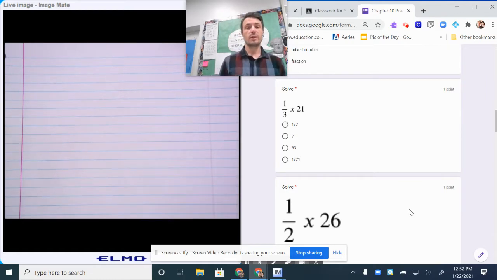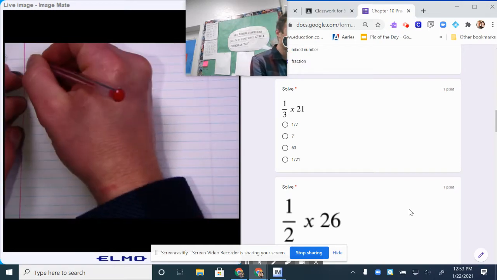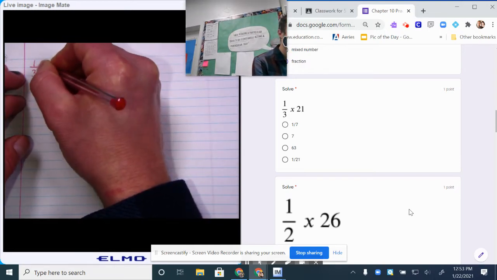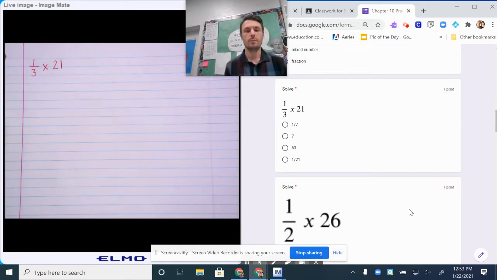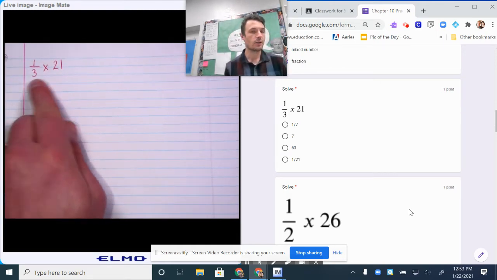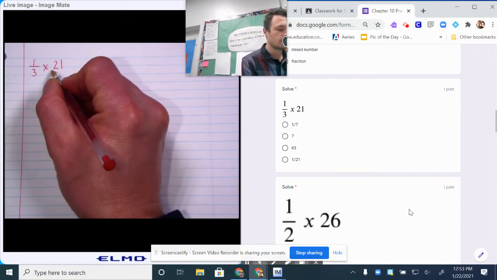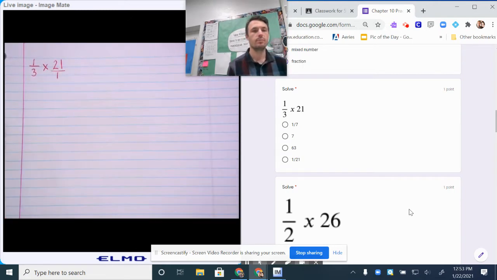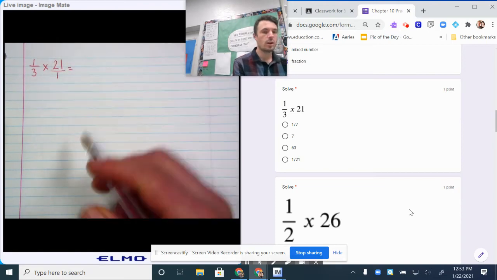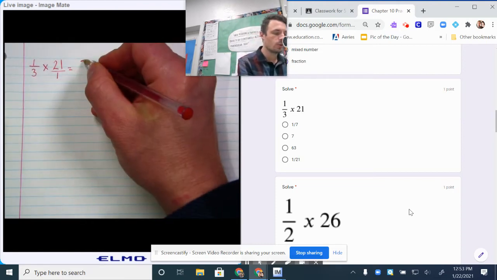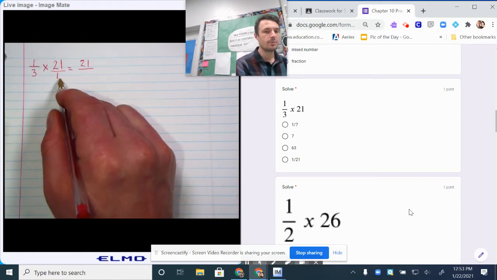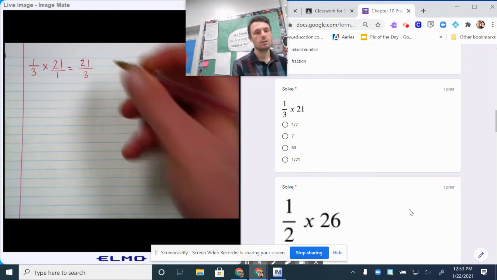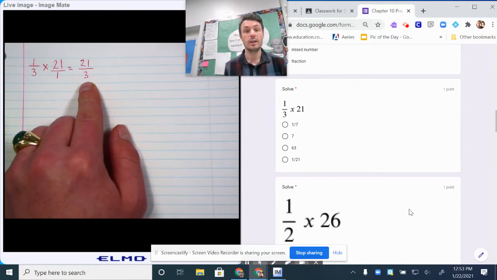Now, this first one says 1/3 times 21. So you definitely would want to write this down on your scratch paper. Anytime you're multiplying a fraction by a whole number, the first thing you want to do is give the whole number a denominator of 1. And then you just multiply straight across. Numerator times numerator, 1 times 21 is 21. Denominator times denominator, 3 times 1 is 3. Now, can we leave this answer the way it is? No, because it's an improper fraction.